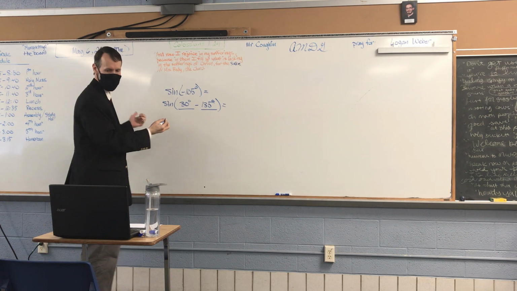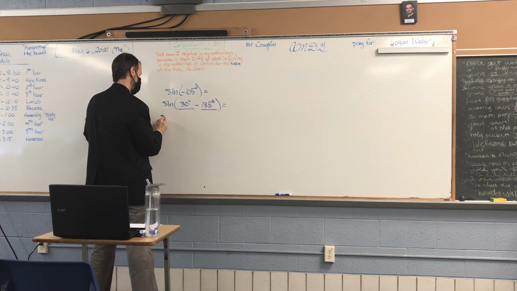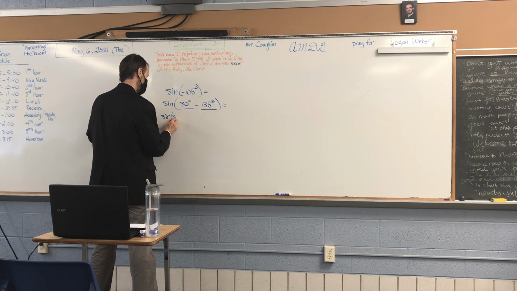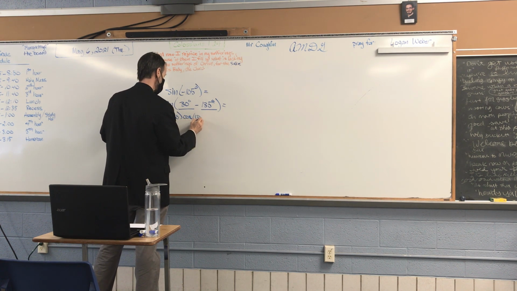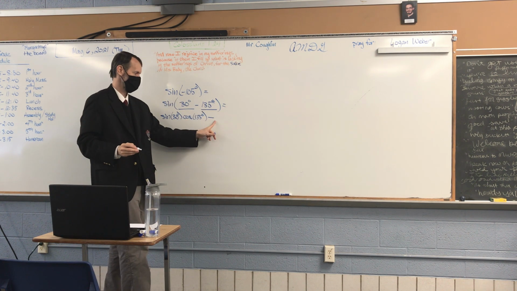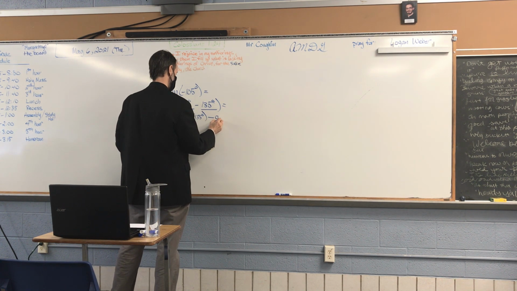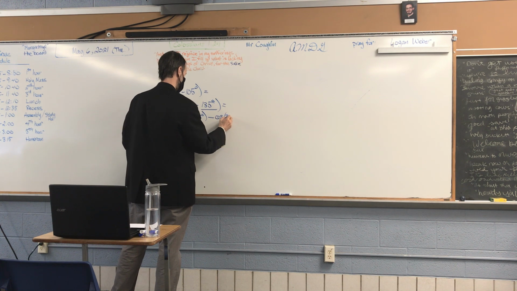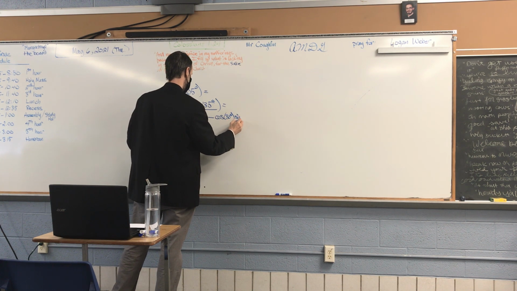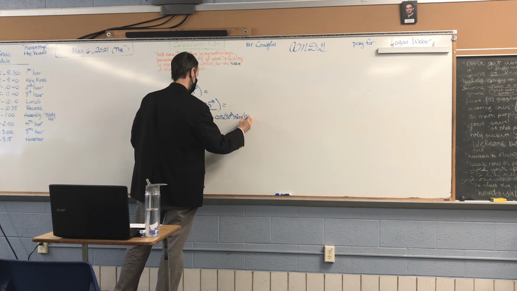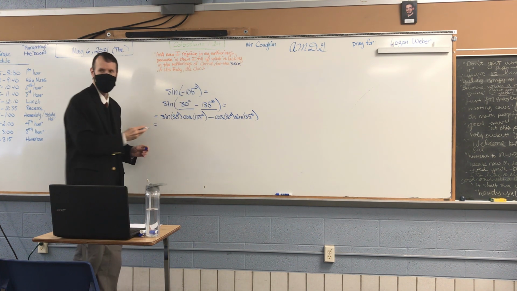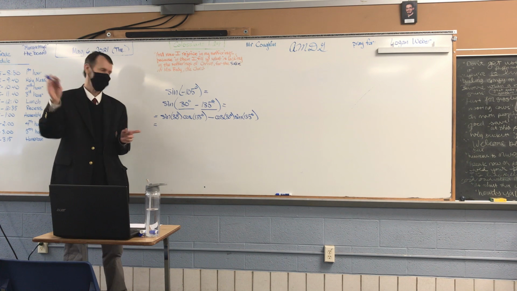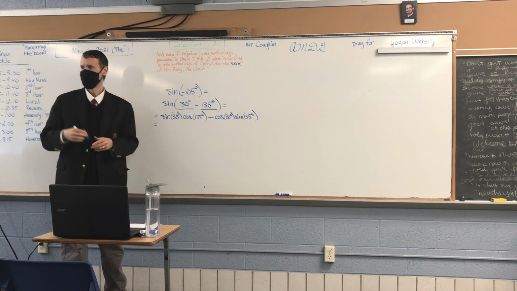So the formula is going to say this: sine of 30, cosine of 135 degrees, minus cosine of 30, sine of 135. Can somebody do that for me? Mary Claire, start me off. What's the sine of 30? 1/2.